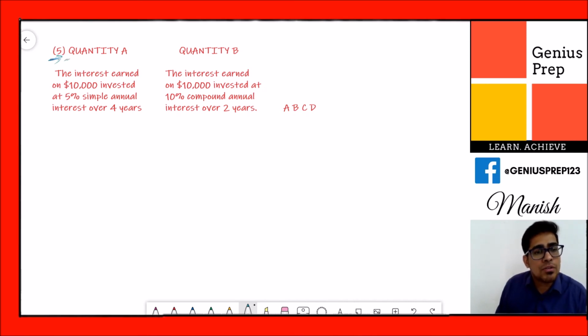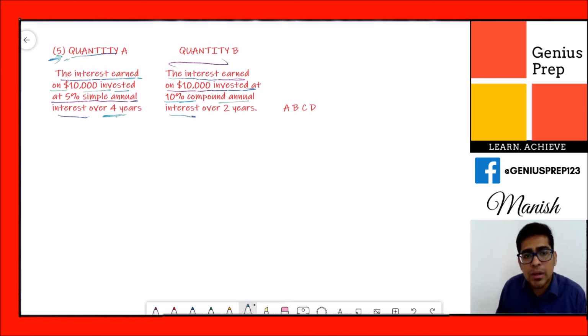So what does the fifth question say? Quantity A is the interest earned on $10,000 invested at 5% simple annual interest over 4 years. Quantity B is the interest earned on $10,000 invested at 10% compound annual interest over 2 years. You have to say whether quantity A is bigger or quantity B is bigger. Again there are two ways. First we will solve it by calculating, and second we will solve this question without calculating.